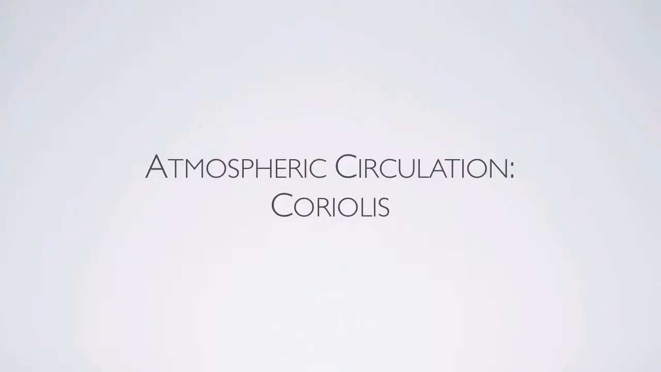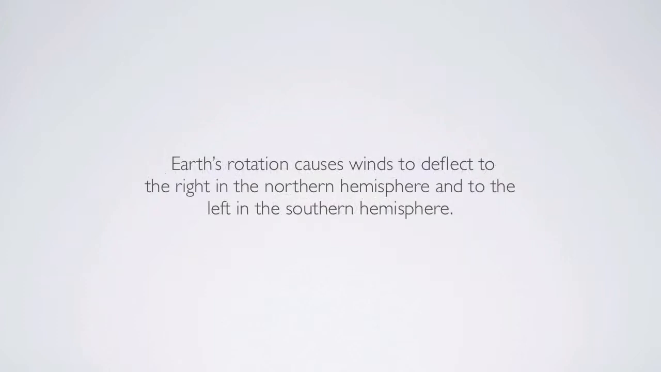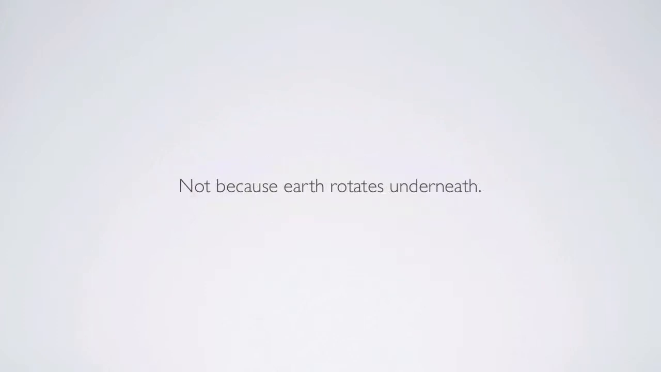Atmospheric circulation is driven by more than just large-scale cells that are being driven by rising and subsiding air. Circulation is also redirected by the rotation of the Earth itself. And here, we're going to cover what's called the Coriolis effect. Earth's rotation causes winds to deflect to the right in the northern hemisphere and to the left in the southern hemisphere. And this is not because the Earth rotates underneath them.